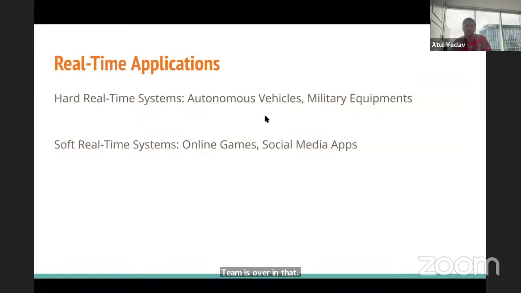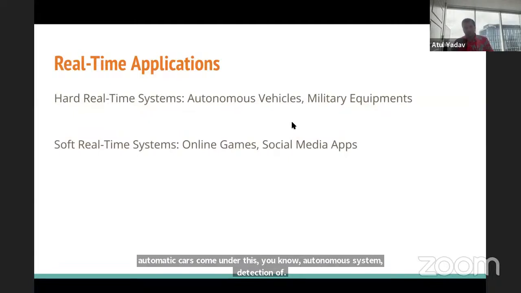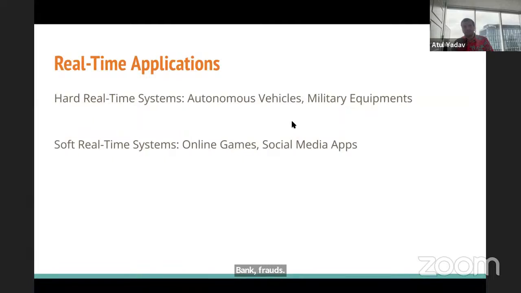Voice to face making, automatic cars. So automatic cars come under this, autonomous systems. Detection of bank frauds. Okay, that makes sense. Traffic control, yes, that's right. You are near to that. Face detection for authentication, okay.